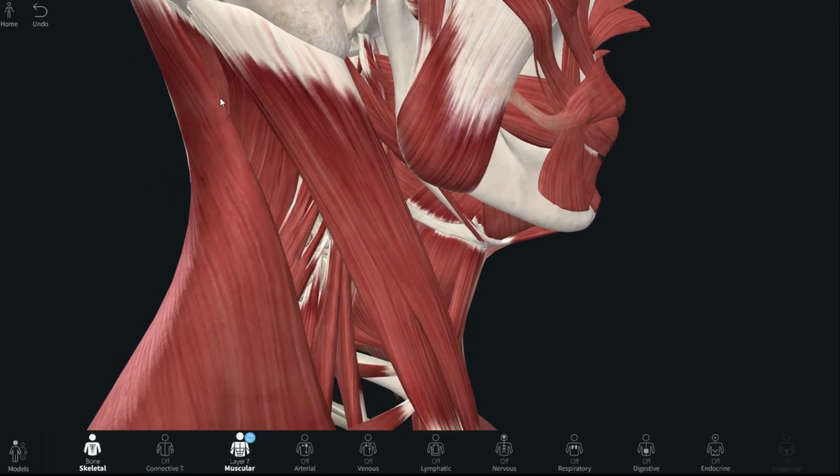Sternocleidomastoid receives arterial supply, or blood supply, from, we can say, four arteries. Not to panic, not to panic. It's pretty logical. Okay, listen to me.